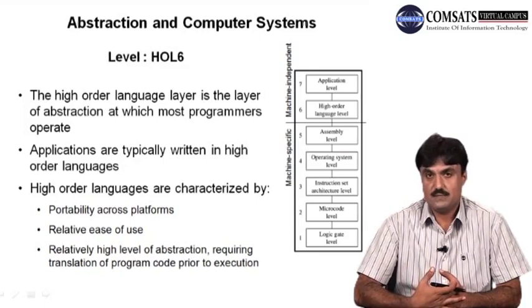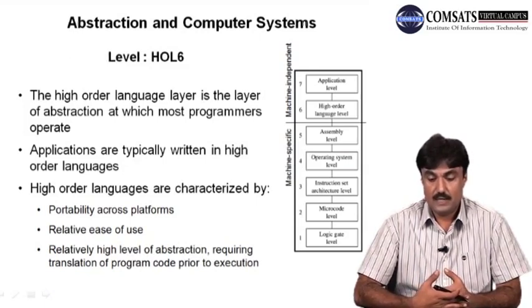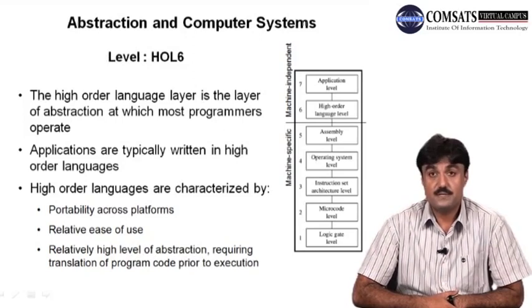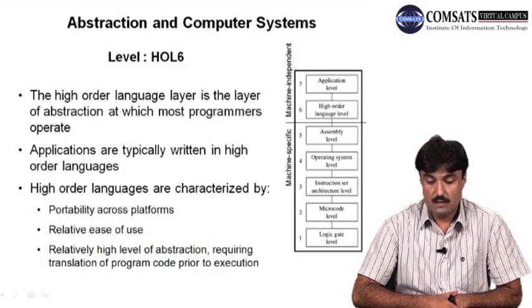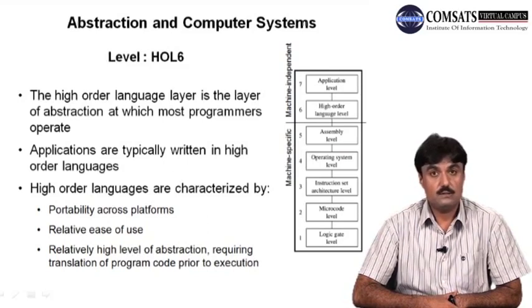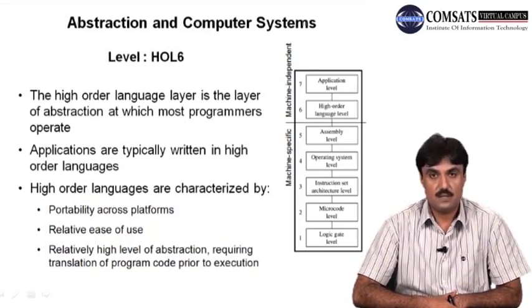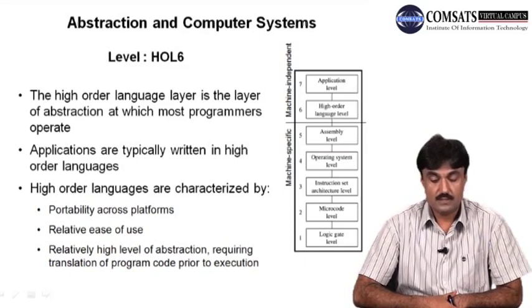So this level number 6 is the language layer where programmers operate or work. Applications are typically written in higher order languages. Higher order languages are characterized by portability across platforms, so the application that you are writing can operate on different machines, and by relative ease of use.